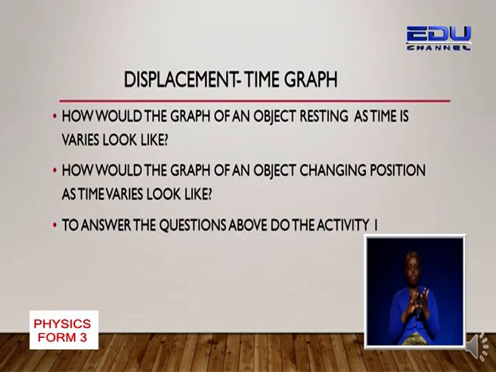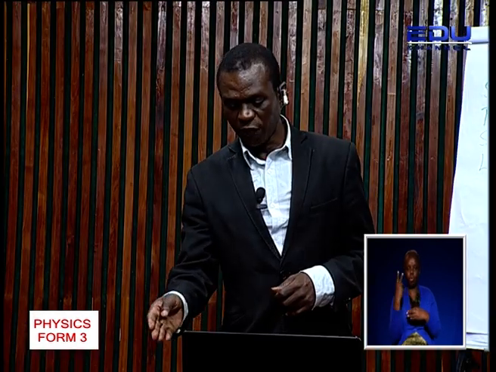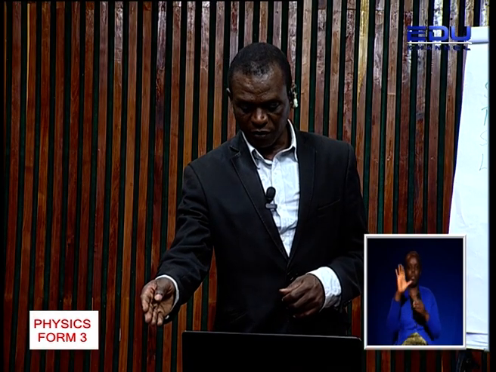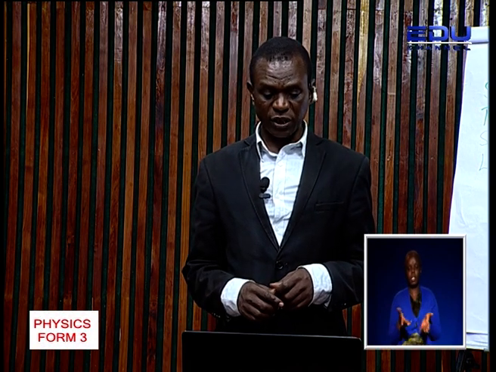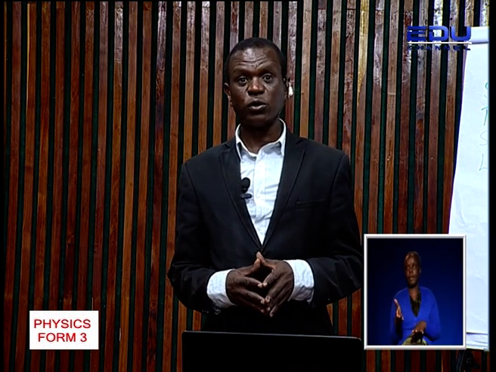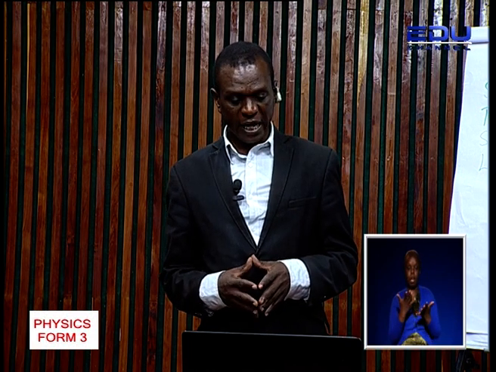How would a graph of an object be represented in a situation where an object like this is at rest and time is going? Let's say after 1, 2, 3, 4, 5, 6 seconds, where is the object? It is still at the same position. We are going to see how to plot that.